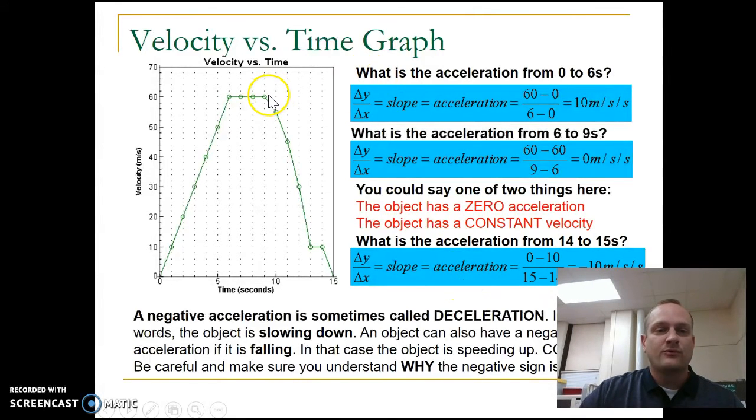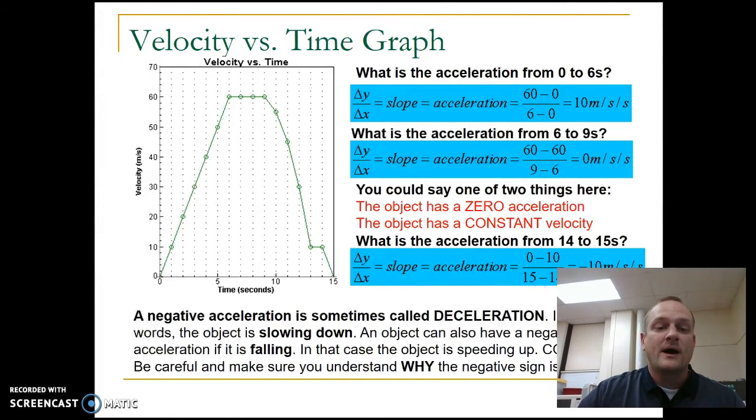What is the acceleration from 14 to 15 seconds? Well, from 14 to 15, we're down here, right? So I do rise over run, I get a negative 10 meters per second squared, because that slope is downward. A negative acceleration is sometimes called deceleration. In other words, the object is slowing down.